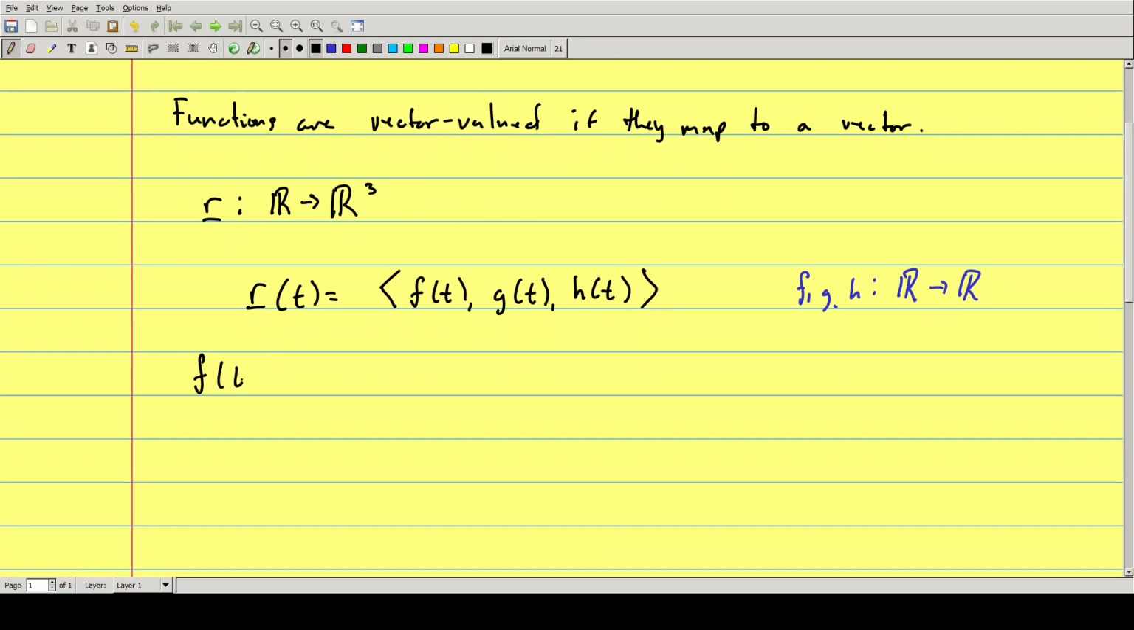As an example of what we're looking at here, we can choose the following component functions as a starting place, and then think about what our vector valued function might look like.